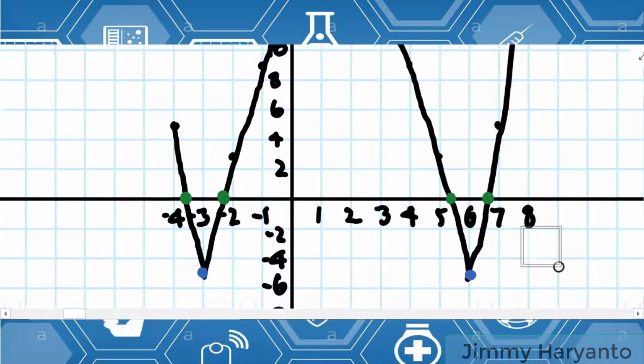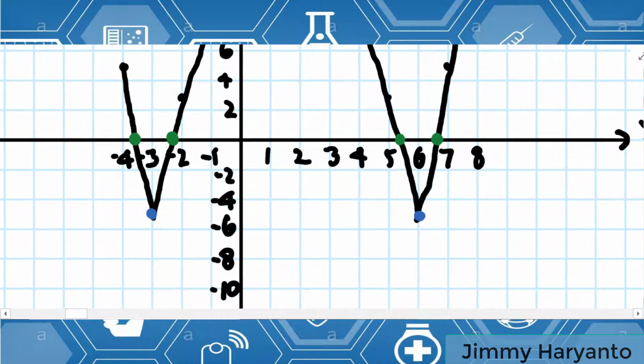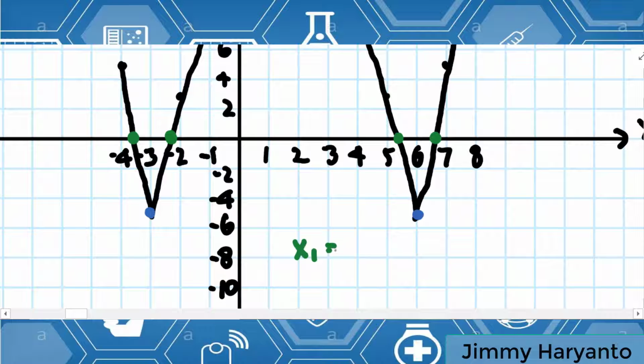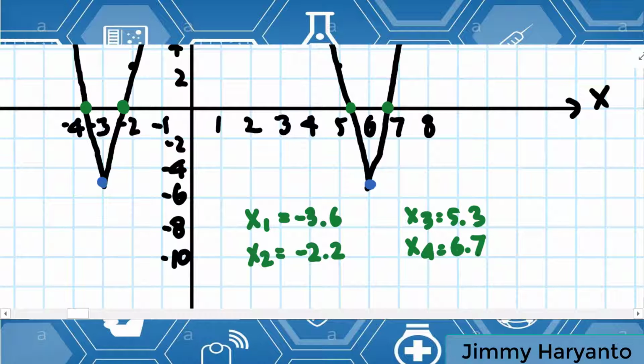Okay, for the first one it will be around negative 3, 6. So you can say the first x-intercept is negative 3, 6, and the second intercept is negative 2, 2, and then the third one will be 5, 3, and the fourth one will be 6, 7, maybe. So these are the x-intercepts. Do not calculate, you will not get the right answer.